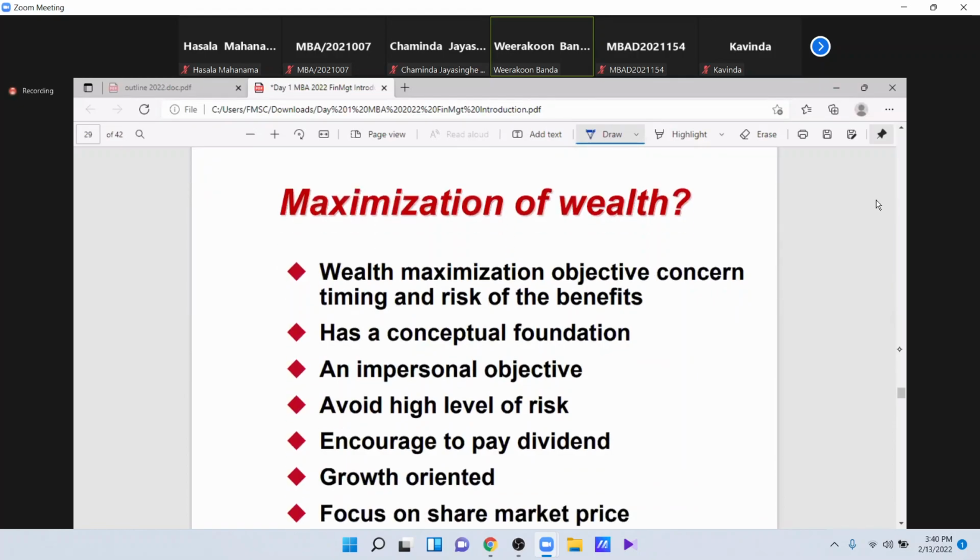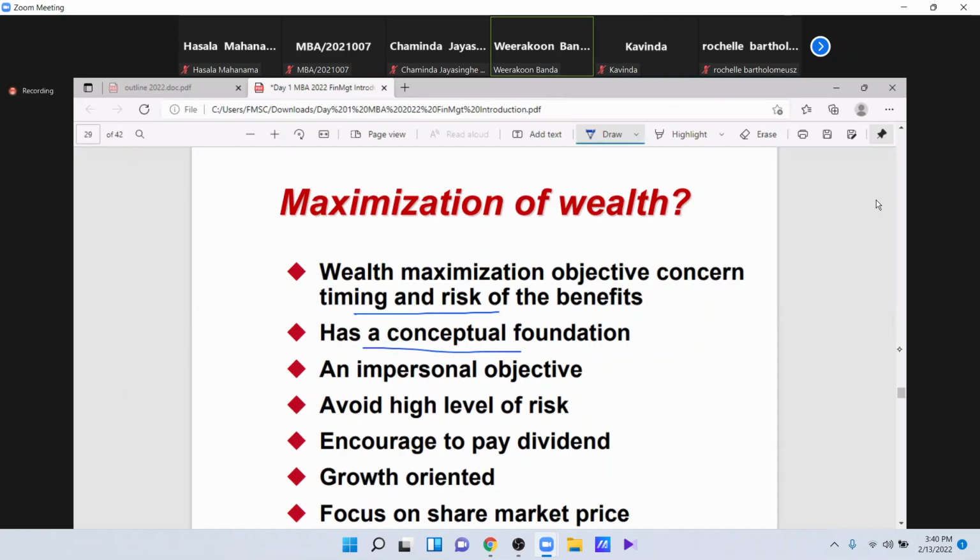So here is another point. When you say the maximization of wealth, it has some particular features. Wealth maximization's objective concerns timing and risk of the benefits. As we explained earlier, any financial management decision may have some time consideration, risk consideration, money consideration, likewise. It has some time and risk. It has some conceptual foundations.